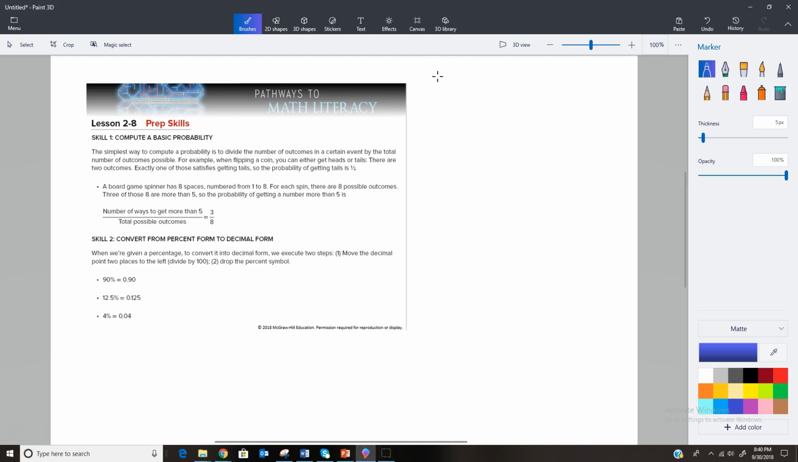Hi all, this is section 9 in our CoRec book, and this is of course the prep skills like we always start with.